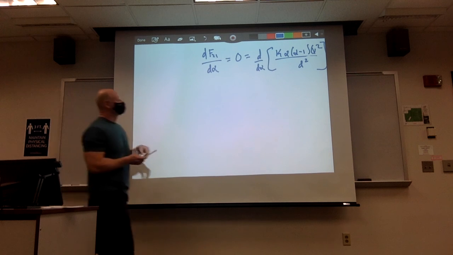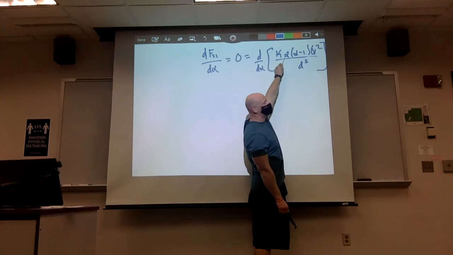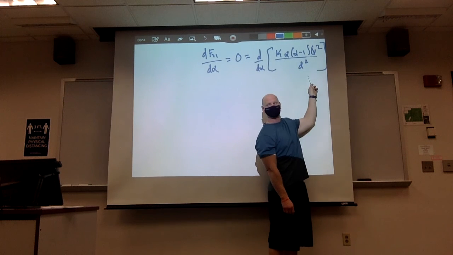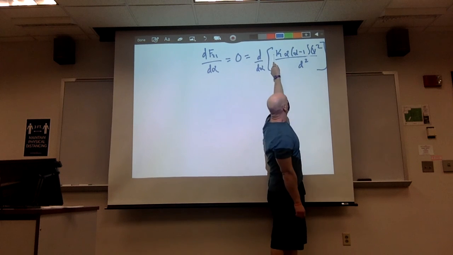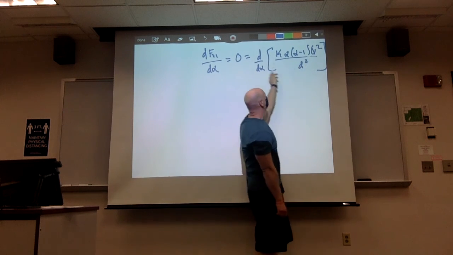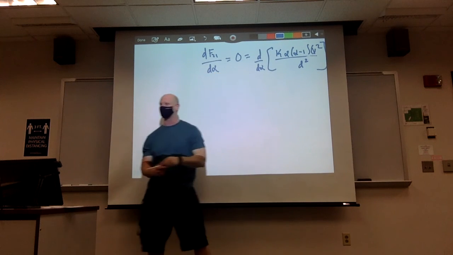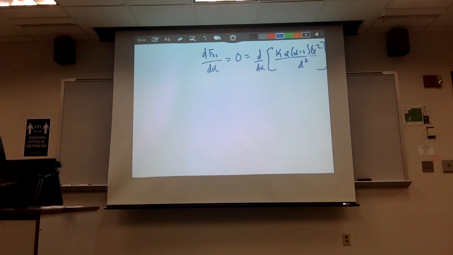Now let's look at what we have. Does K depend on alpha? Does Q depend on alpha? Does d depend on alpha? So K, Q, and d are all constants as far as alpha is concerned, which means I can factor them outside of the derivative because they give me nothing. So this is the same thing as K times Q squared divided by d squared, all times the derivative with respect to alpha of alpha times alpha minus 1.